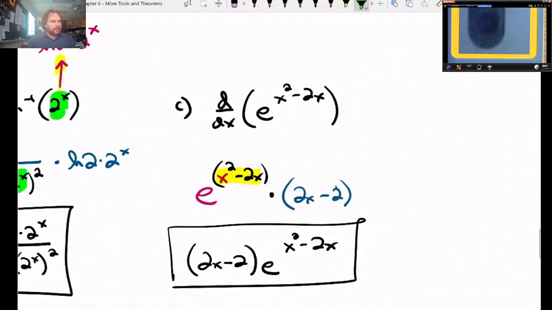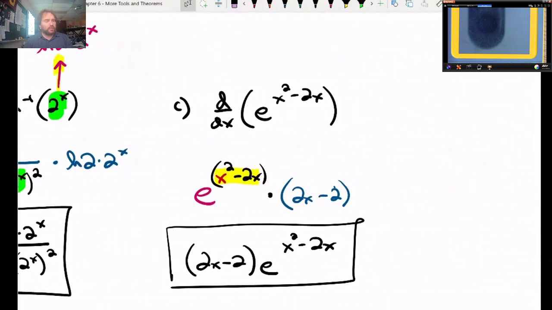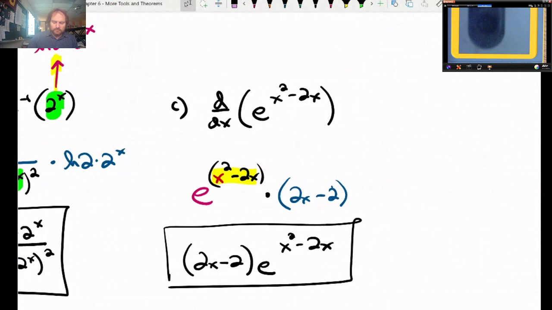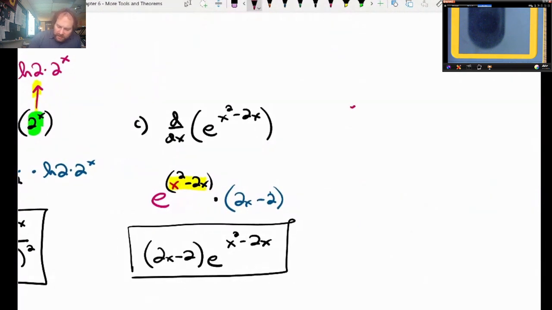Question C is nothing more than a chain rule problem with e to the x. Sometimes you can think about this as e to the u power, where u is equal to x squared minus 2x. And so the derivative is e to the u times u prime. It might be a way to think about this. So it's e to the original power times the derivative of that power, and that's where I got the answer from. Let's move on, though.